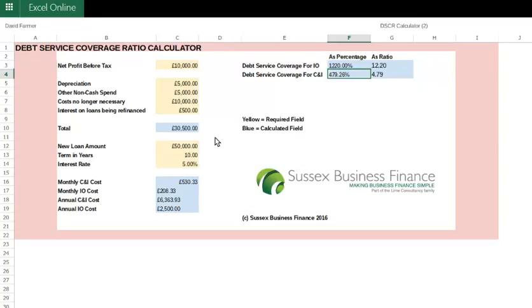So use the DSCR before you apply for borrowing, and use it as a tool when you're talking to your lender. Any queries with it, give me a call, I'll talk you through it, and if necessary, we'll go through it with the lender together with you.